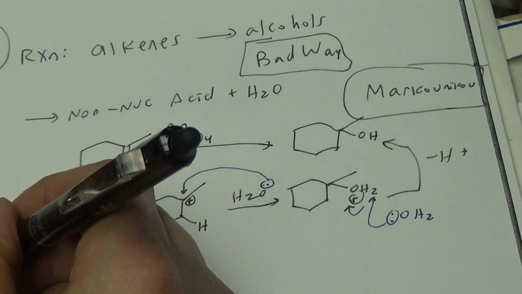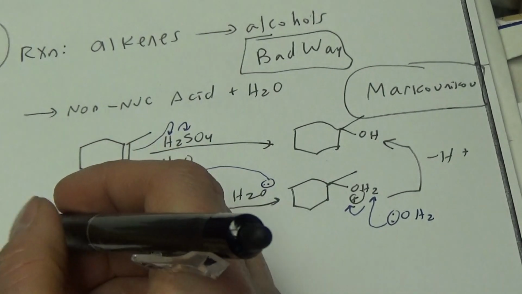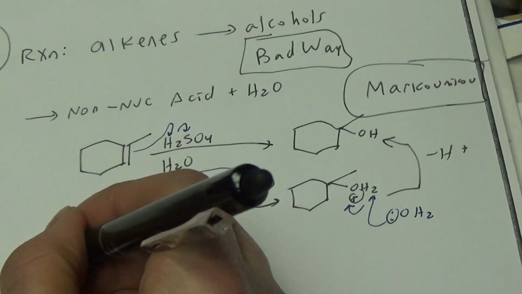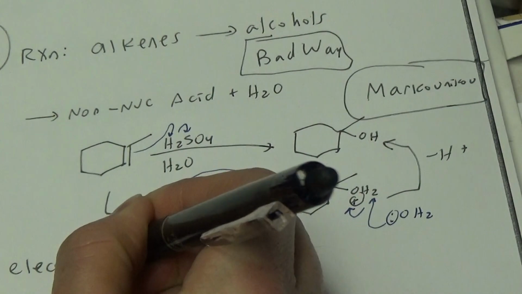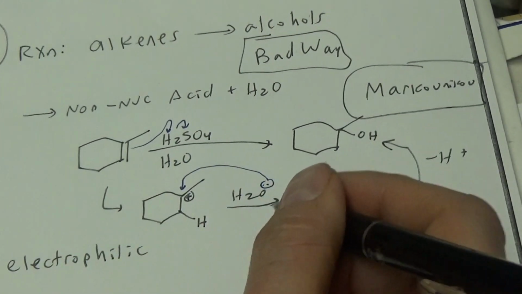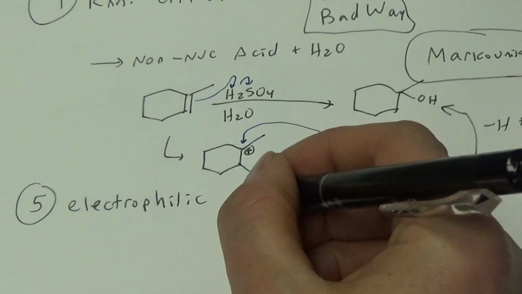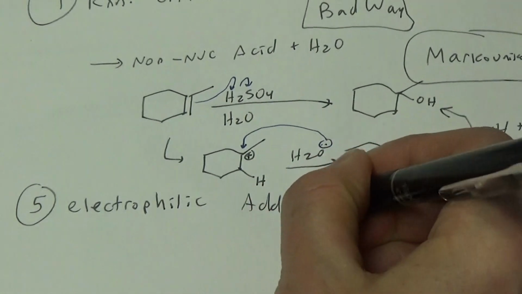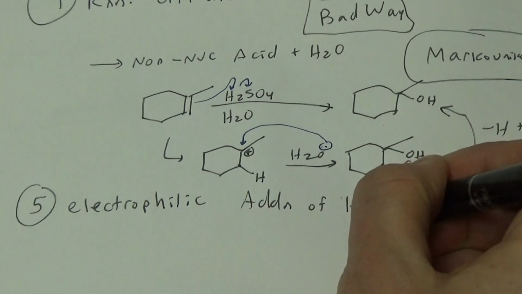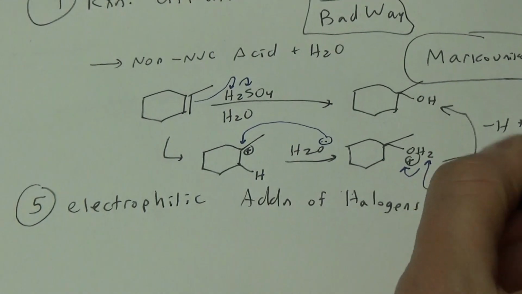Okay, number 5. Electrophilic. So all these reactions are electrophilic. So we're attacking electrophiles with an alkene. Electrophilic addition of halogens to alkenes.